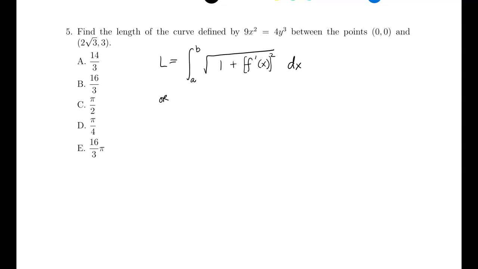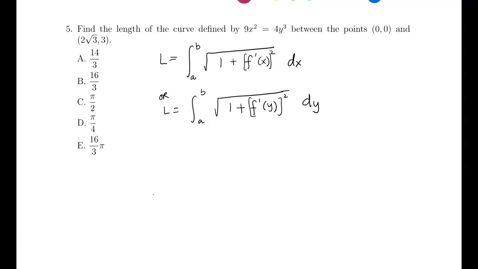The other formula is that, from A to B, if we have the function in terms of y, you just differentiate that in terms of y, and then you square it. Now this would be in terms of y, so y runs from A to B. Since you are given an implicit function, it's your choice. Whichever formula you feel more comfortable using is what you're going to use.